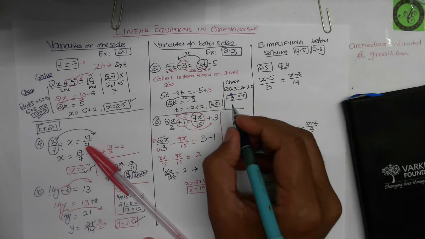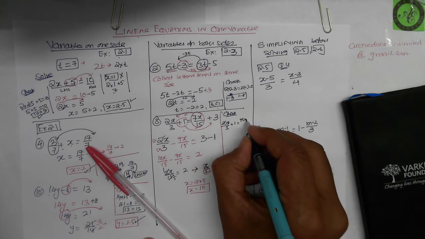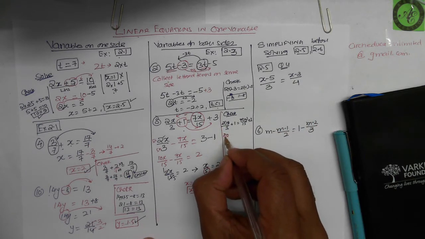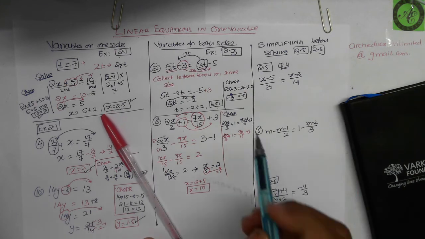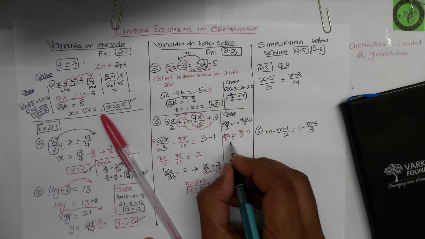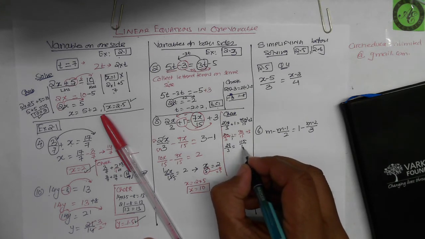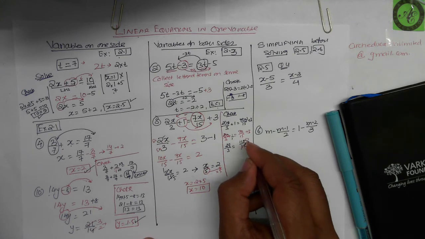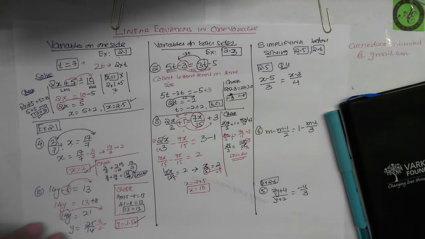Should check it, of course. Get into the habit of checking every question. So 2 times 10 over 3 plus 1 equals 7 times 10 over 15 plus 3. That gives me 20 over 3 plus 1 equals 70 over 15 plus 3. So this is 23 over 3, and this one is 115 over 15, which cancels out, divide by 5, to give you 23 over 3. So left hand side is equal to right hand side.